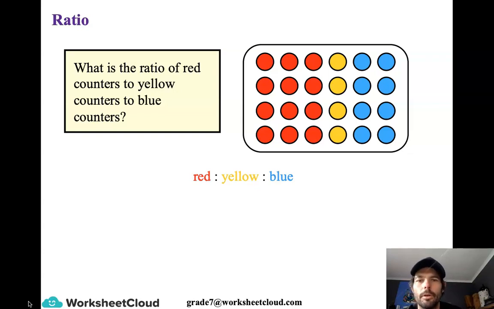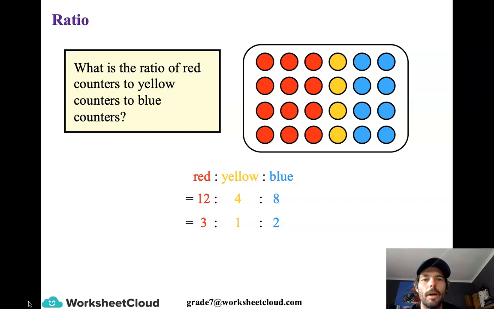Let's have a look. So there are 12 red, there are 4 yellow, there are 8 blue. You should be able to recognize that all 3 of those numbers are even, and to go one step further, you should recognize that all of those numbers are multiples of 4. So I should be able to divide 12, 4, and 8 by the number 4, and I can do that. So 12 divided by 4 is 3, 4 divided by 4 is 1, and 8 divided by 4 is 2.